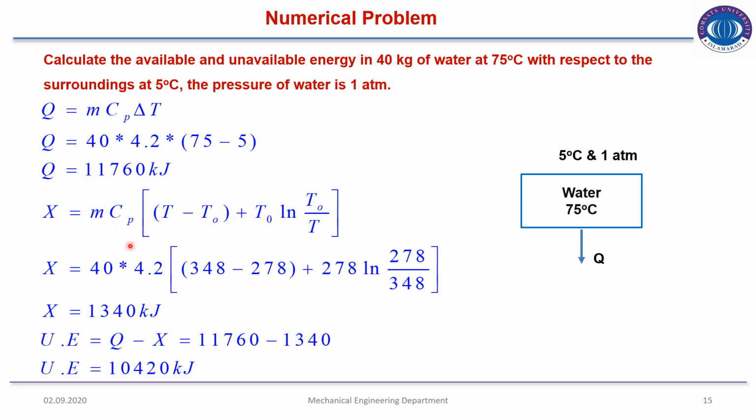This relation we have already derived: m Cp (T minus T naught) minus T naught natural log (T over T naught). Here T is the temperature of water and T naught is the temperature of the surrounding. When we plug in the values, the value of exergy is 1340 kilojoule. So Q is the total amount of energy that is present within the water. Exergy is the available amount of energy. The difference of total energy minus available energy is equal to unavailable energy. So when we subtract the two, we find the value of unavailable energy, that is 10420 kilojoule.